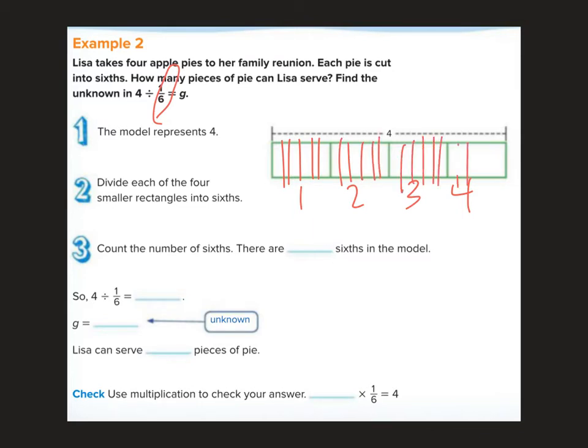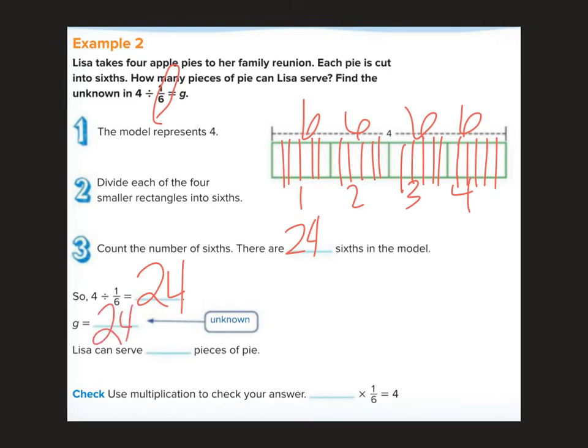Now, I'm human, right? So I'm not going to get them equal, but really if we're talking about fractions, they should be equal. So how many sixths are there? 6, 6, 6, 6. Or 6 times 4, and we would get 24. There are 24 sixths in the model, so 4 divided by 1/6 would be 24. So G equals 24. Lisa can serve 24 pieces of pie.